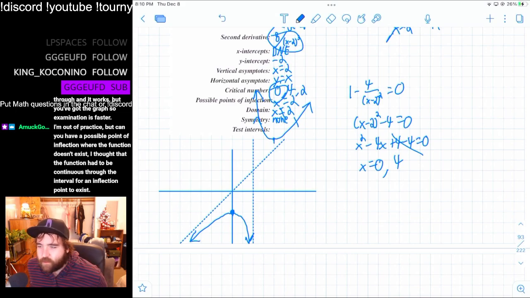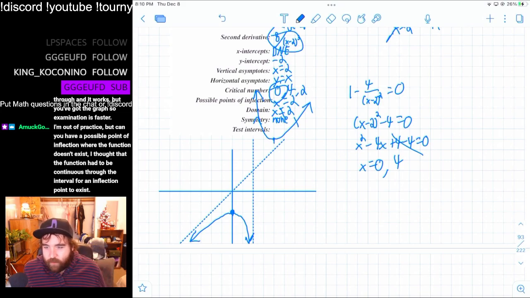Let's see what this question is. Can you have a possible point of inflection where the function doesn't exist? I thought that the function had to be continuous through the interval for a point of inflection to exist. Well, it's definitely not going to be a point of inflection. I mean, definitely not, because it doesn't exist, so it's not going to have a point there.